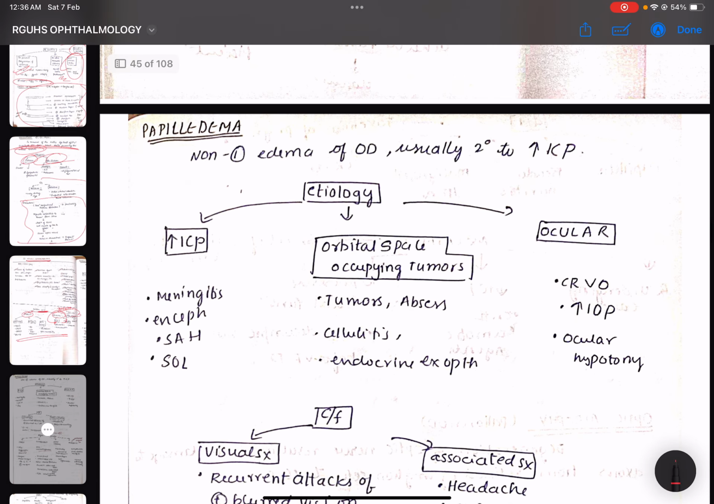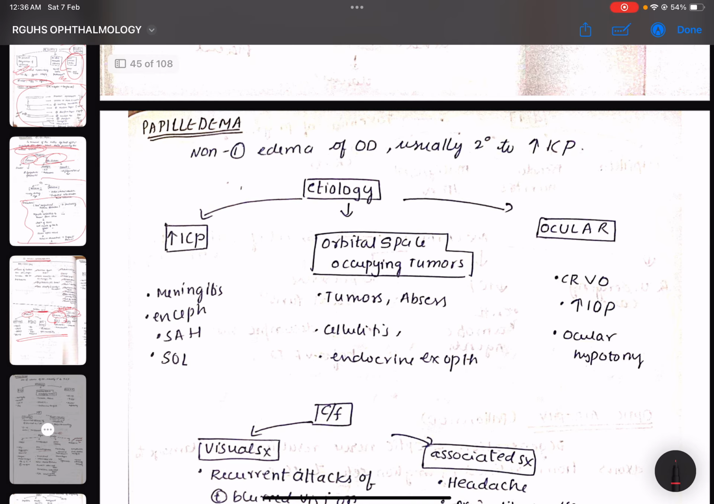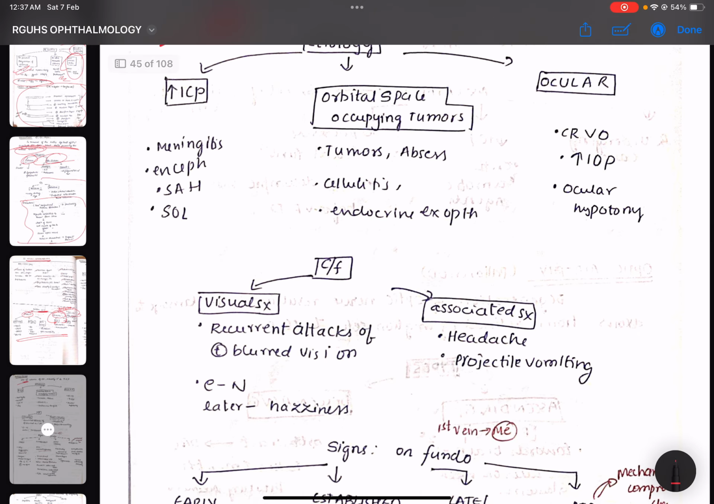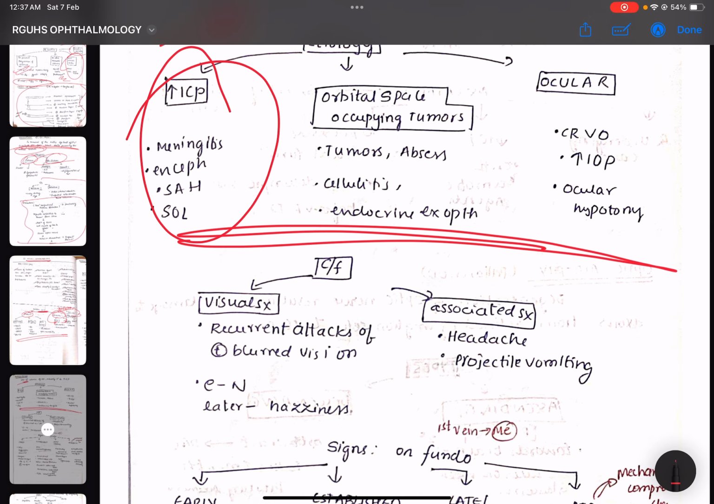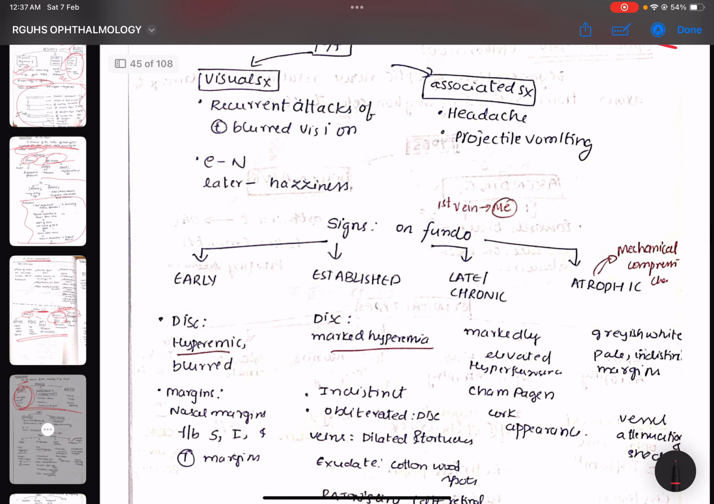That's it. Papilledema. One important thing is edema is always associated with infection, but if you don't write non-infectious, your definition itself is wrong. So basically, mentioning the non-infectious cause of edema of the optic disc, usually secondary to raised ICP, is called papilledema. Then again, these are the etiology. These are the major things you need to know about it. Then these are the clinical features. Then obviously associated symptoms are something you can mention.